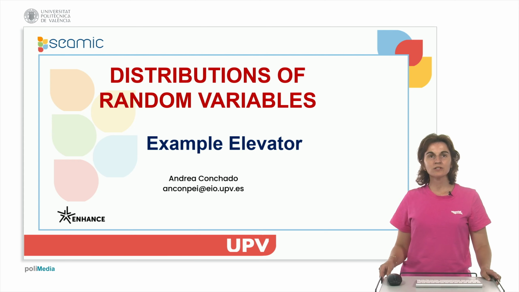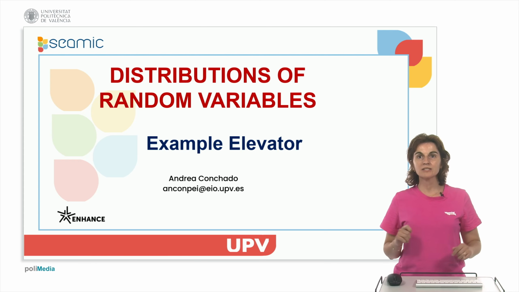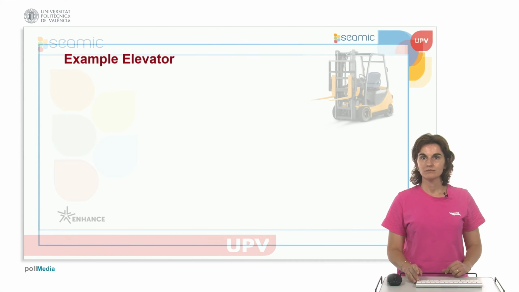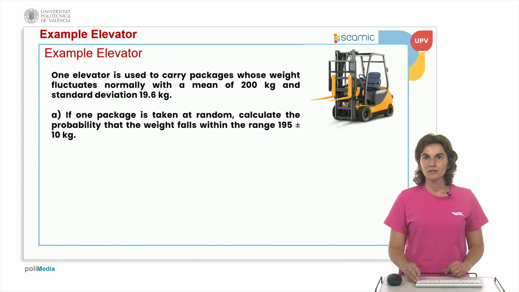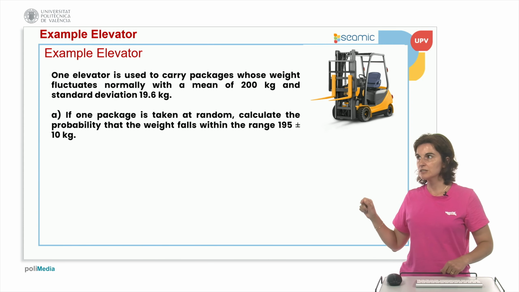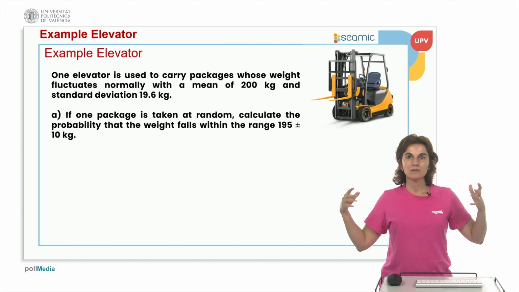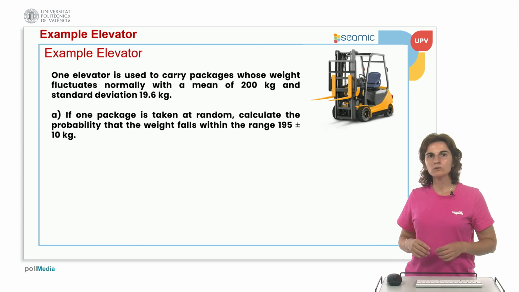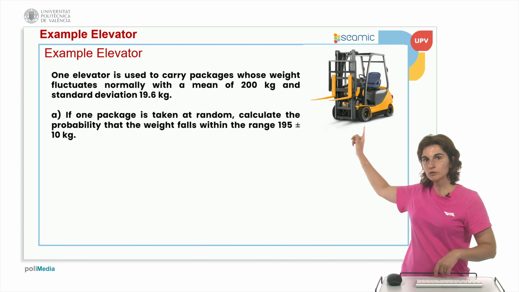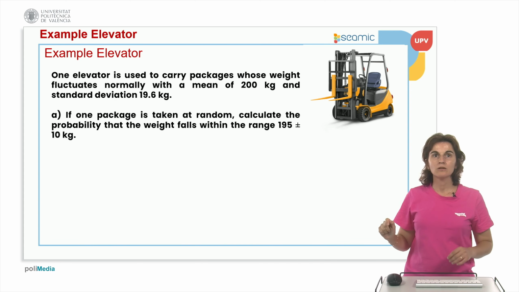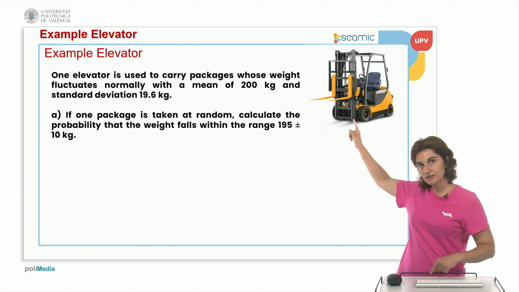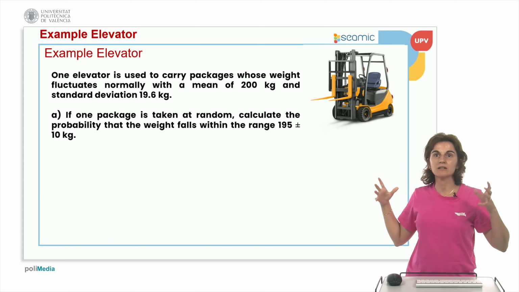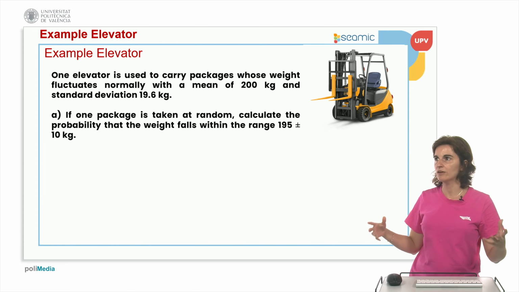Hello, and welcome to this video where we will develop an interesting example about distributions of random variables. Imagine one elevator, one machine that's used to carry packages that have a very big weight, and we know that the weight that these machines are able to carry vary normally with a mean of 200 kilograms and a standard deviation 19.6. So very big packages with mean about 200 kilograms.